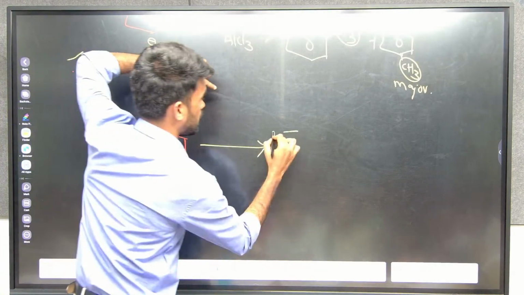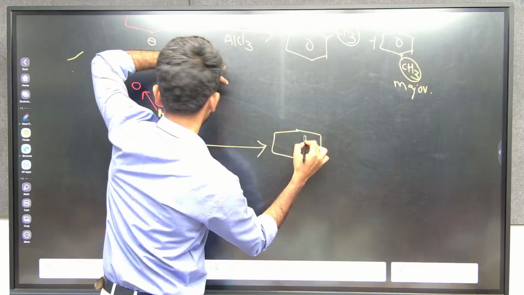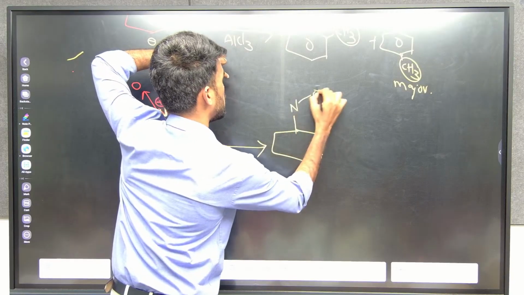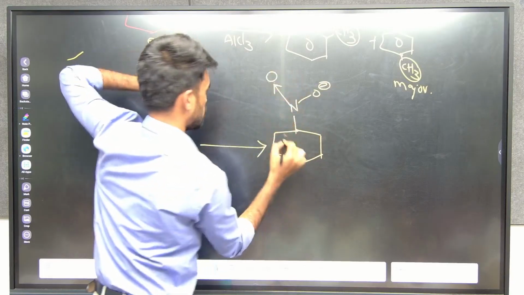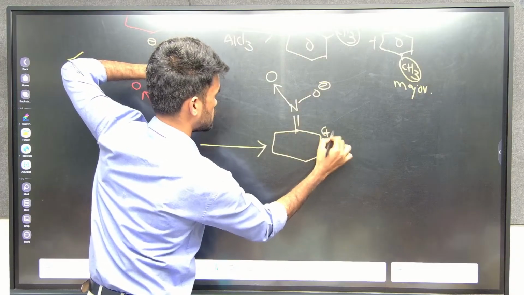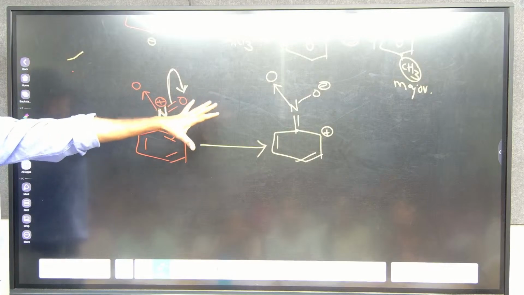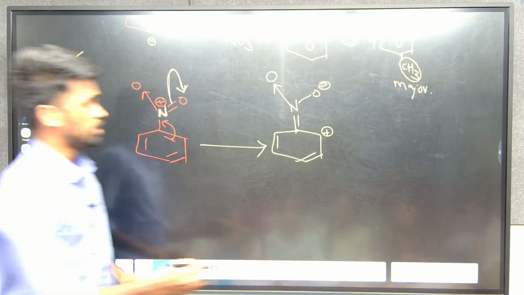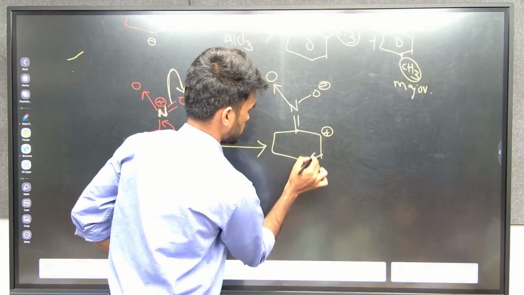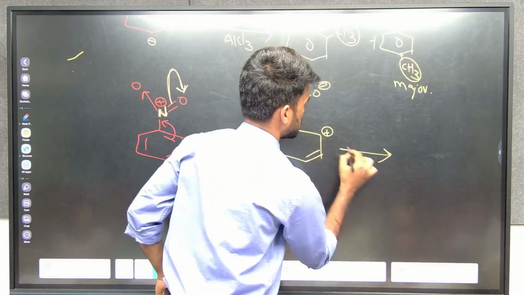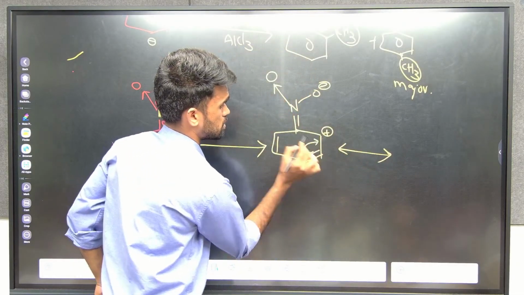So you are creating something like this, nitrogen O minus, this bond here positive charge like this. Yes or no? This is what is created from here. Okay, next what happens again? This pi conjugation takes place.